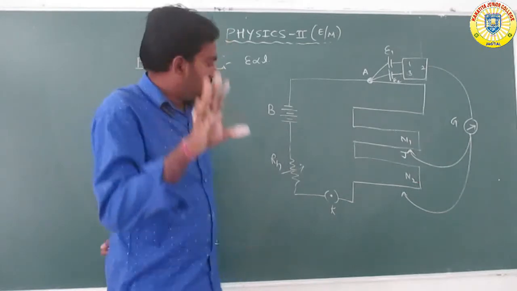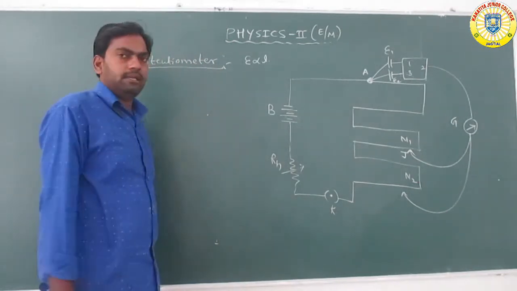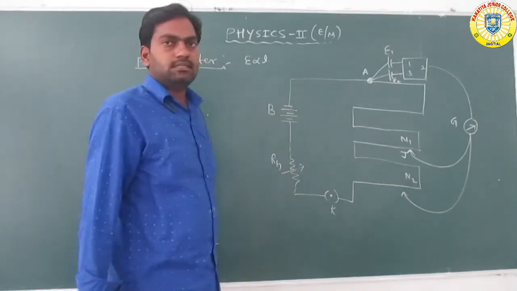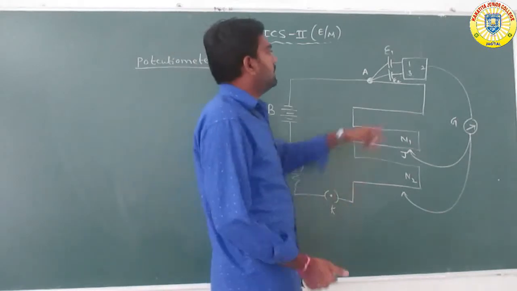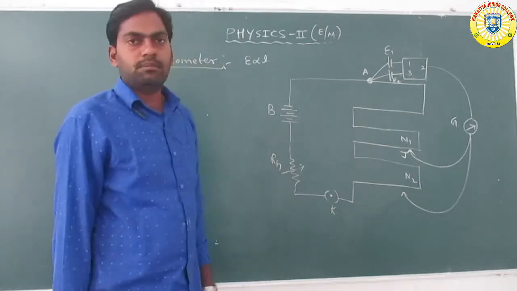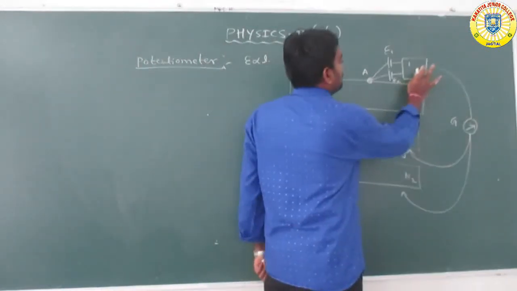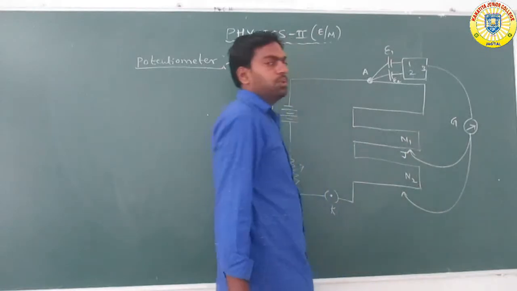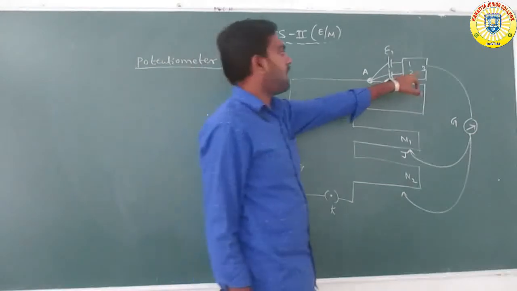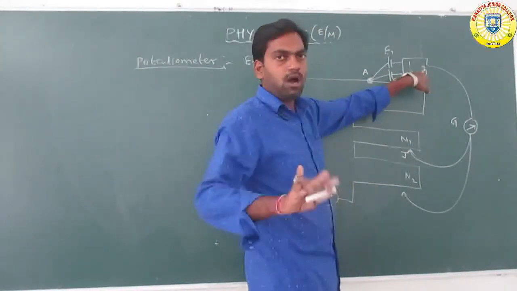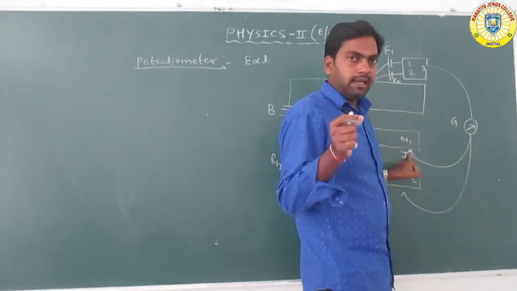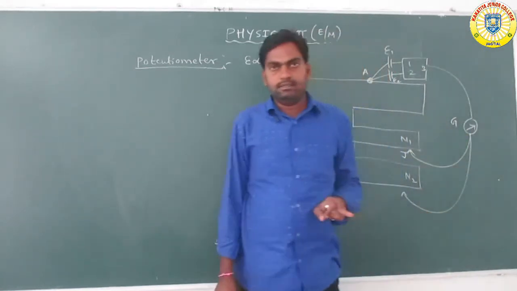Got it? And here a rheostat and the battery are connected. So the primary connections are taken in the circuit. The negative terminal of the battery is connected to the two-way key, two keys. And the third is the common key. Okay, 3 is the common key. The common key is connected to the jockey through a galvanometer.